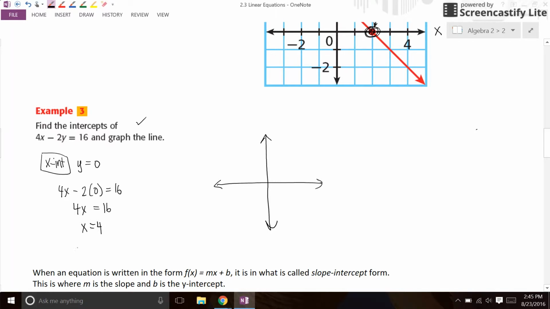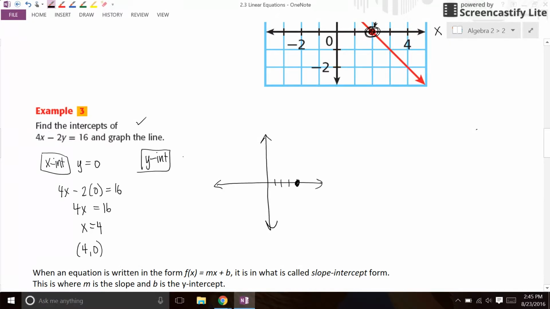That's your x-intercept. More importantly, you should write the point 4, 0. You shouldn't just say x equals 4 because that's actually a line. But 4, 0 is a point. So 1, 2, 3, 4, boom. There is your x-intercept. Now, if I want to find the y-intercept, you might go up there and look again.